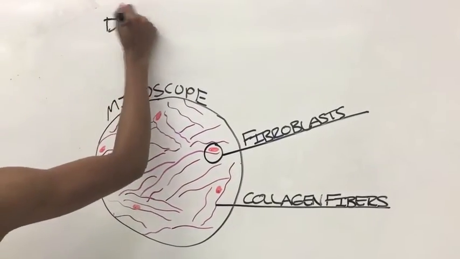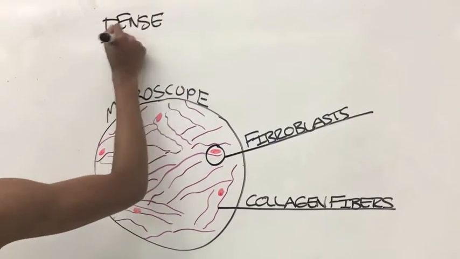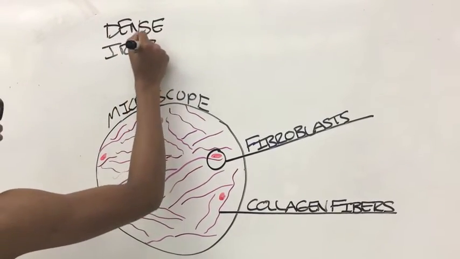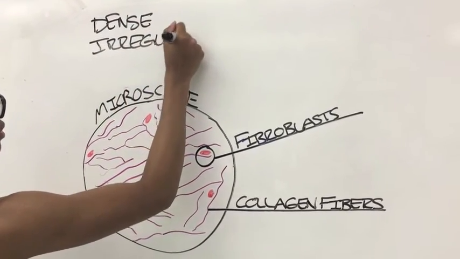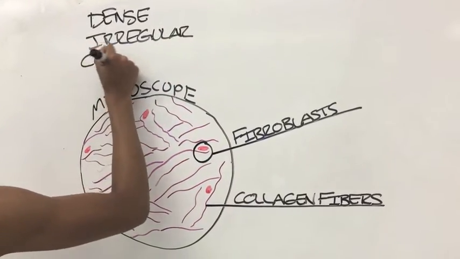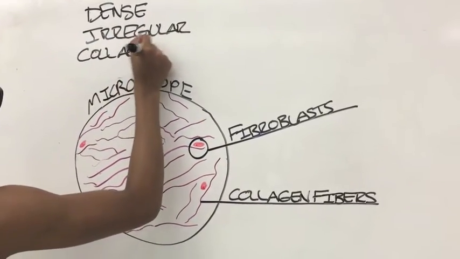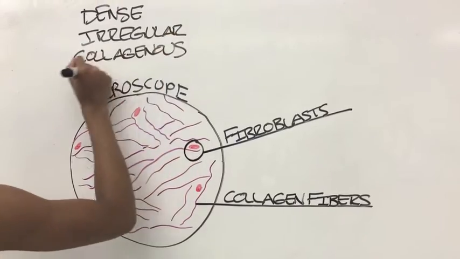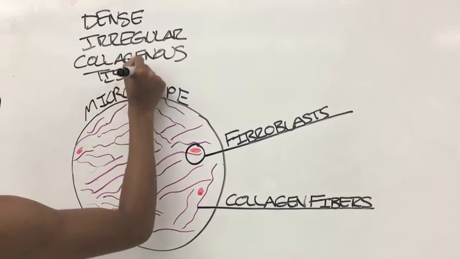Dense, irregular, collagenous connective tissue is strong and capable of withstanding stretching in all directions. It contains a matrix of collagen fibers that run in all directions and few fibroblasts. It is located in the dermis of the skin and sheaths, organ capsules and septa, and the outer covering of body tubes.